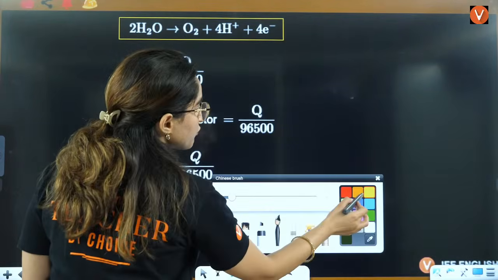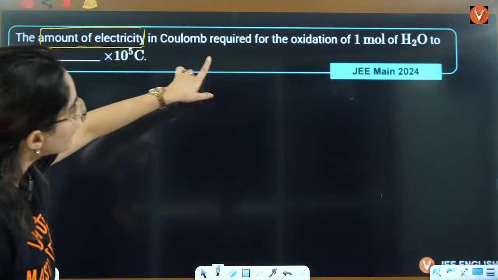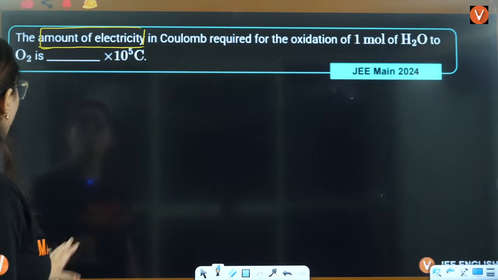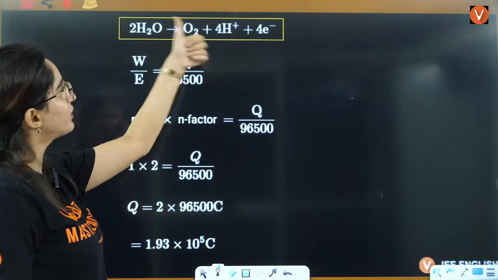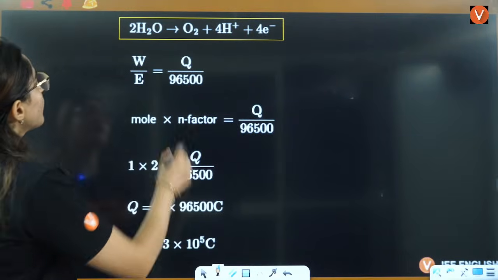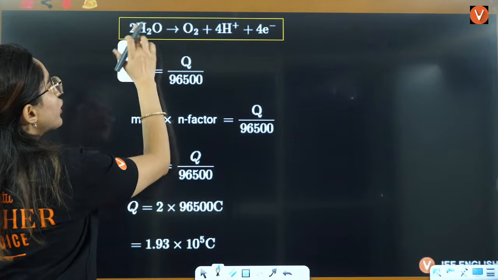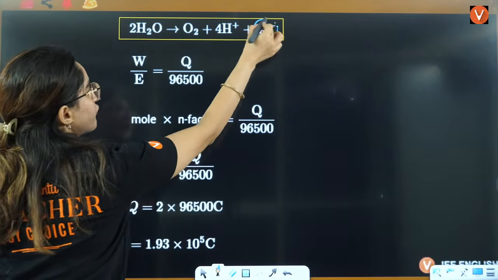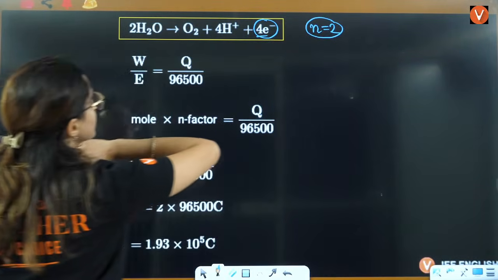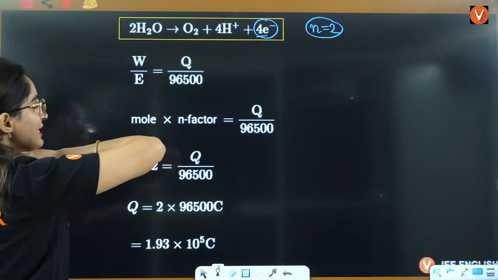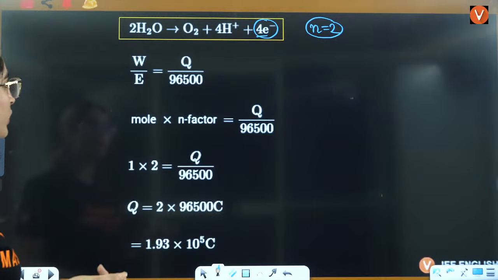Firstly, this is the reaction. You should know what reaction we are talking about, right? We are saying it is required for oxidation of 1 mole of water to O2. Oxidation, that's why it is losing electrons. Here you have 2 H2O, but we'll talk about 1 H2O. For 2 H2O, the number of electrons is 4. For 1 H2O, the number of electrons will be 2. So the N factor is going to be 2. Now they have asked you the value of Q here.